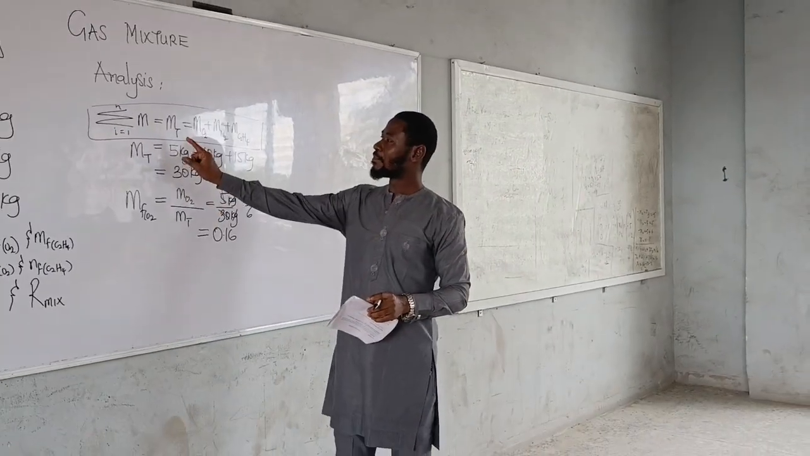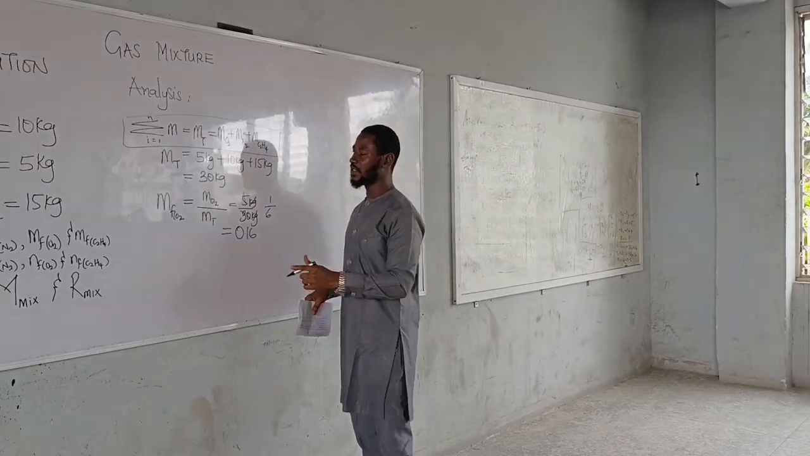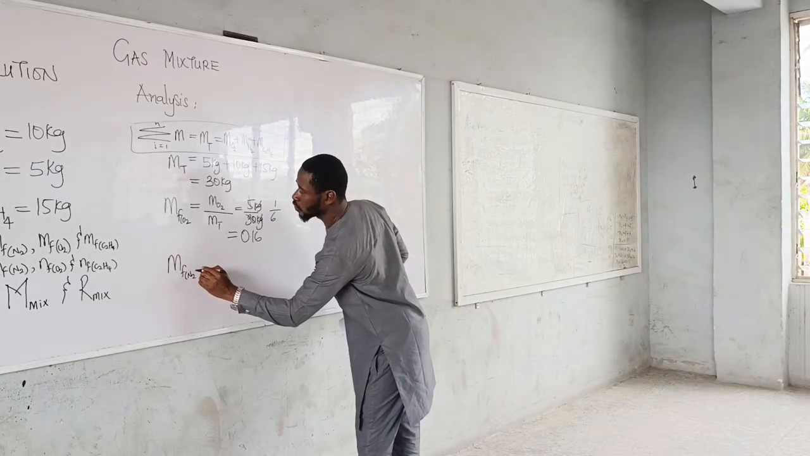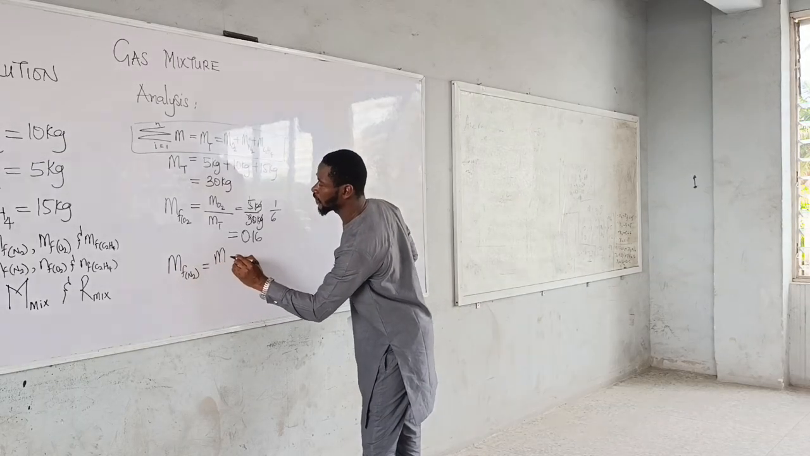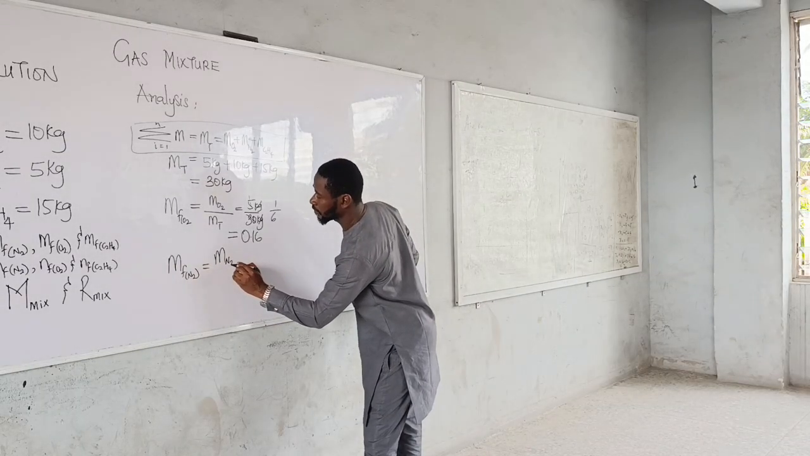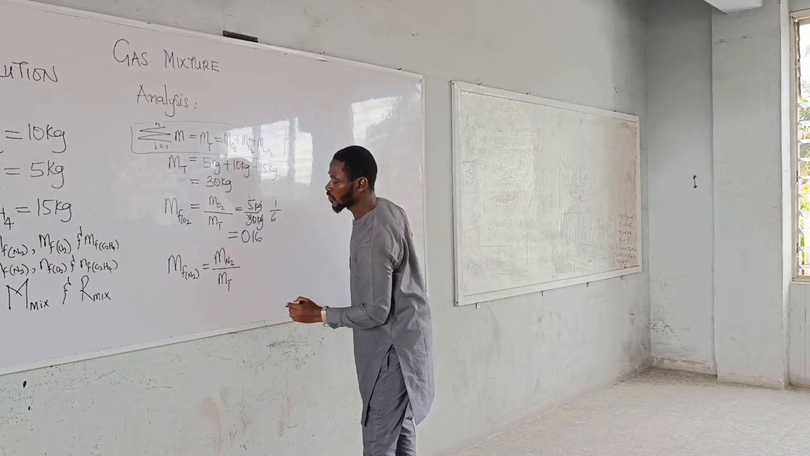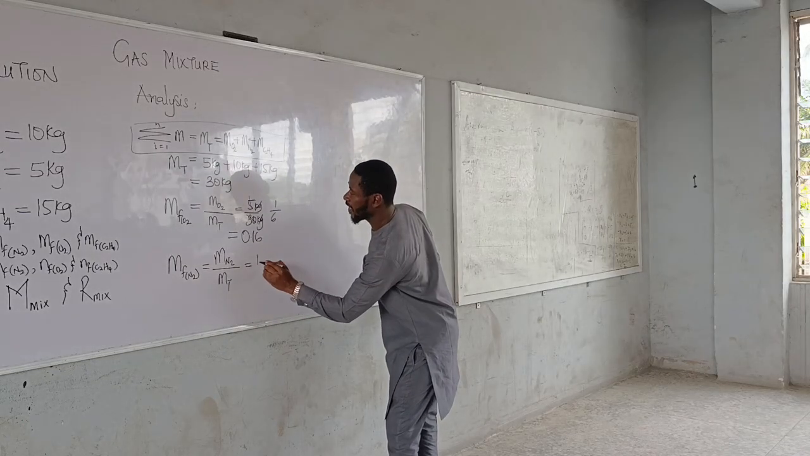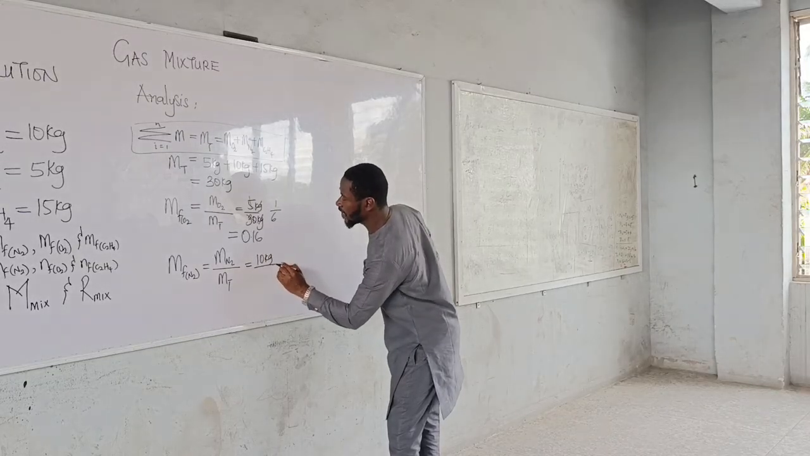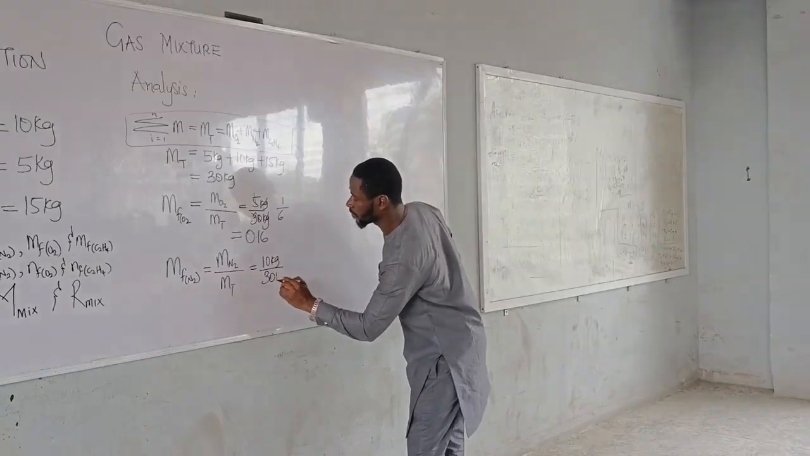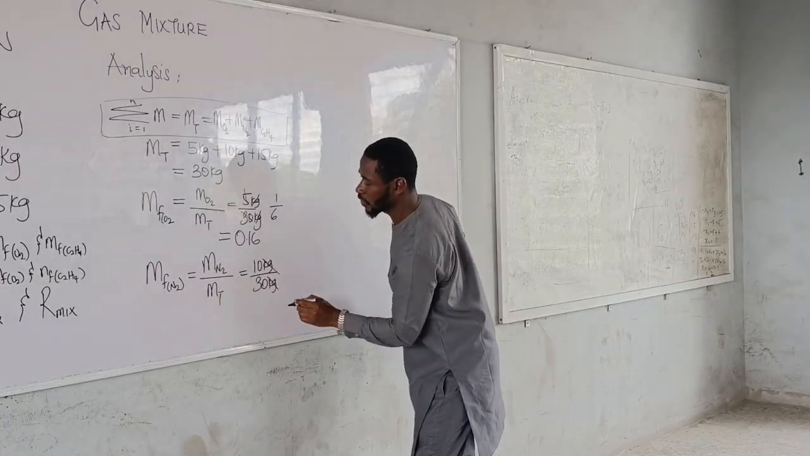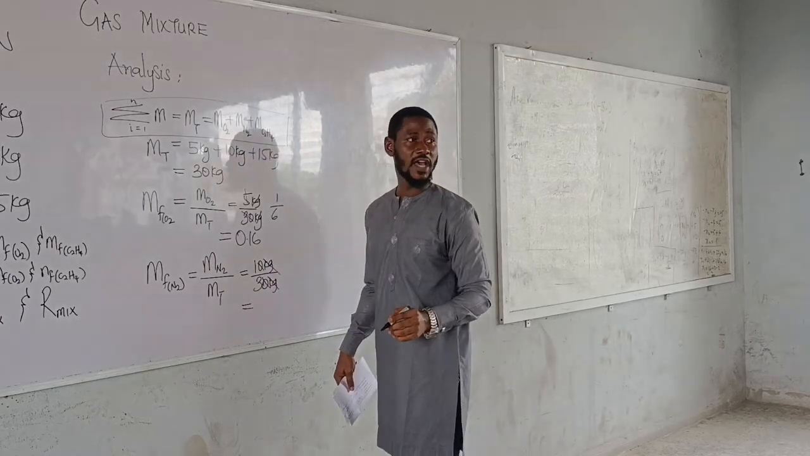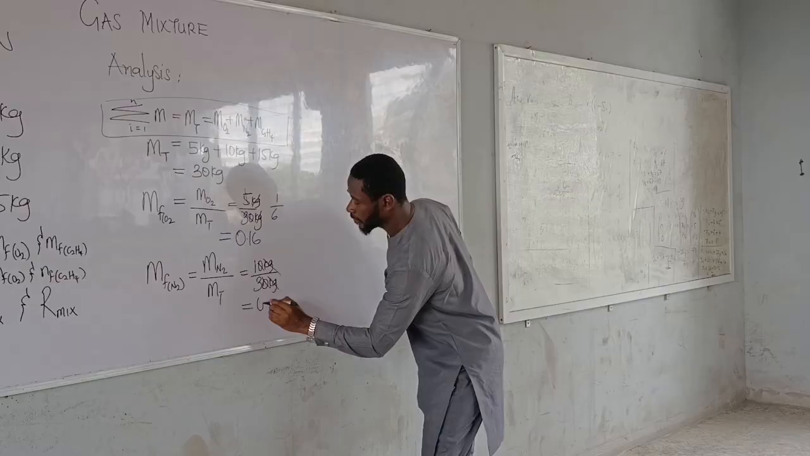Also, the mass fraction of nitrogen present in the mixture, N2, equals the mass of nitrogen divided by the total mass of the mixture, which is 10 kg divided by 30 kg. Kilogram cancels kilogram. This is 1 over 3, which is 0.33.